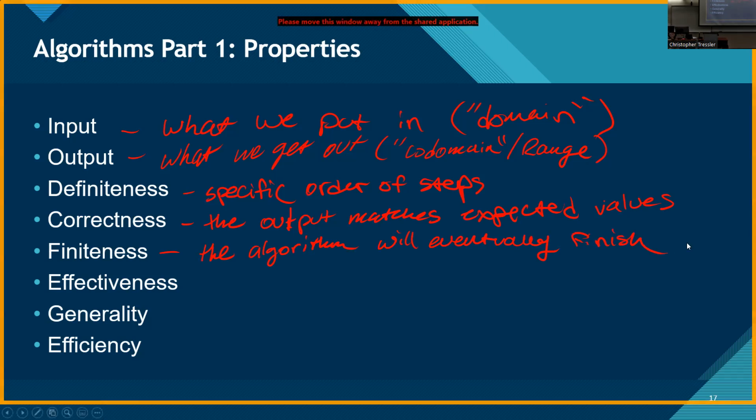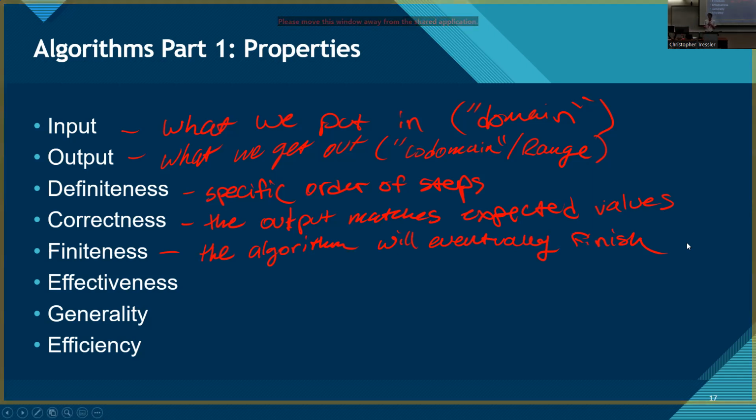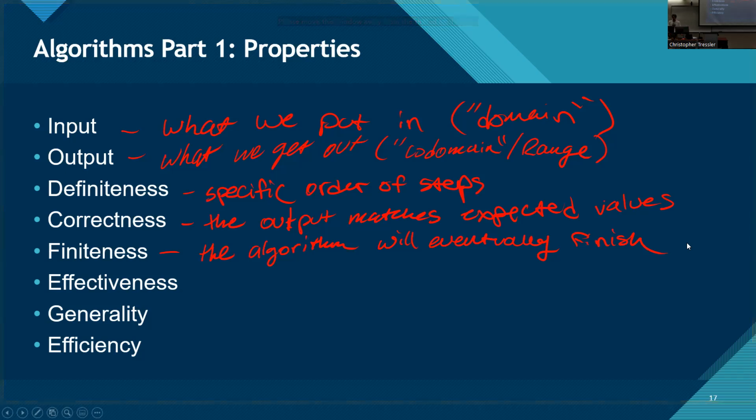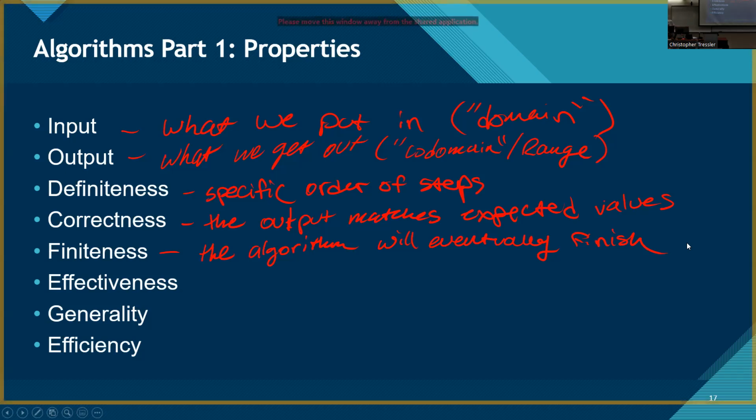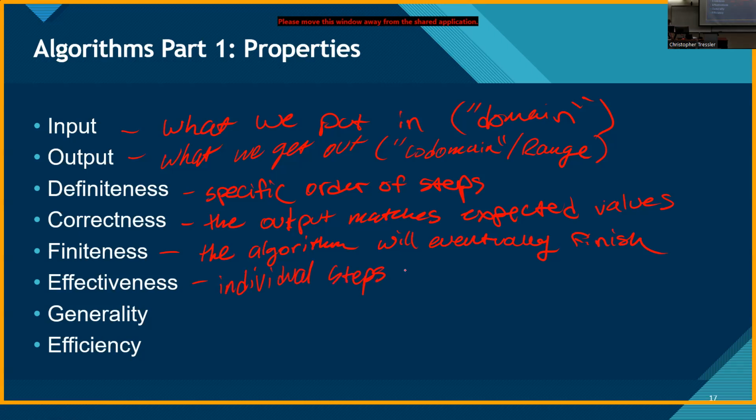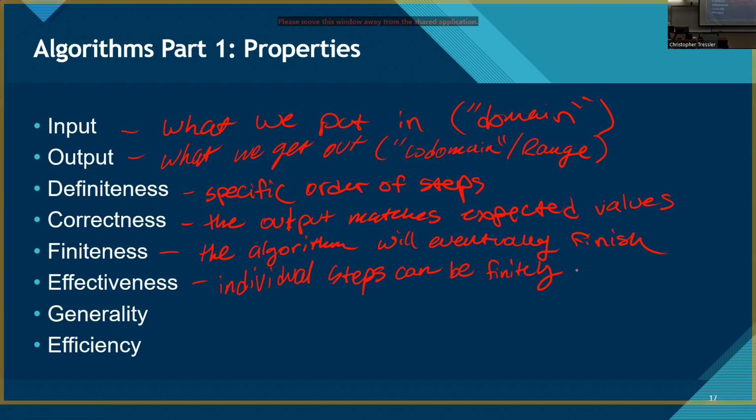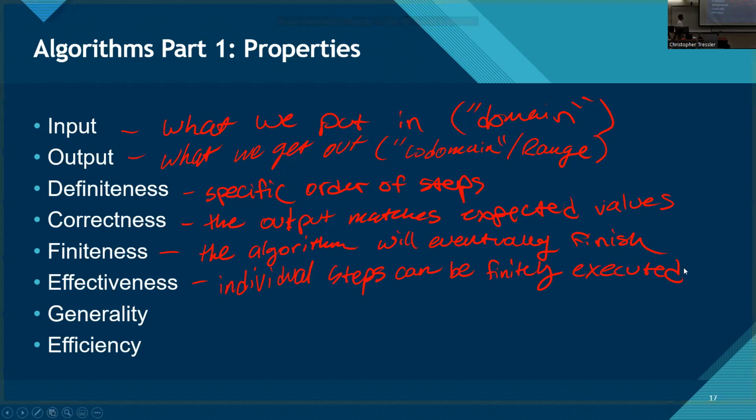And then we have effectiveness, which is actually very similar to finiteness, but it's basically saying each individual step is finite. If we look at the algorithm, we could split this up into the steps and see that they are all individually possible to run. So I'm just going to write this as: individual steps can be finitely executed. There you go.